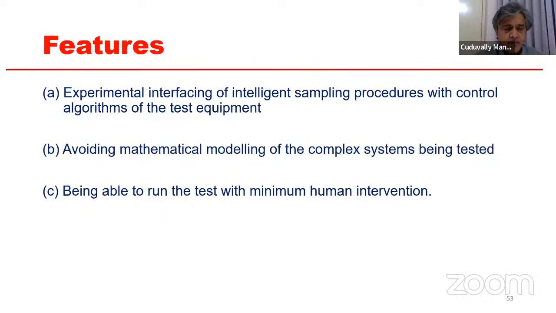The main feature of this is that we are able to experimentally interface intelligent sampling procedures with control algorithms of the test equipment, because whatever excitations we produce have to drive the control software of our actuating system. So that interfacing has been done. And actually, we need not model the structure. So you can test very complex systems, battery racks, computer hard disks or things like that, which are difficult to model. And we can automate the entire process. We tried doing that with minimum human intervention.